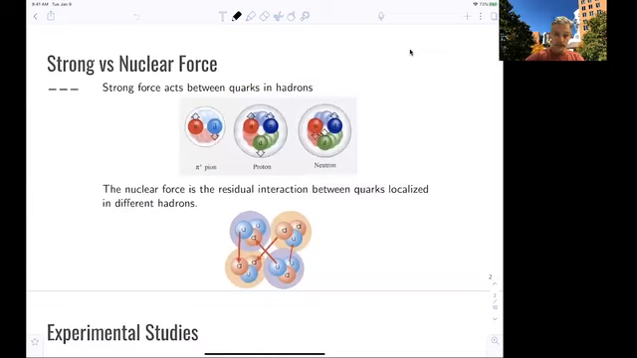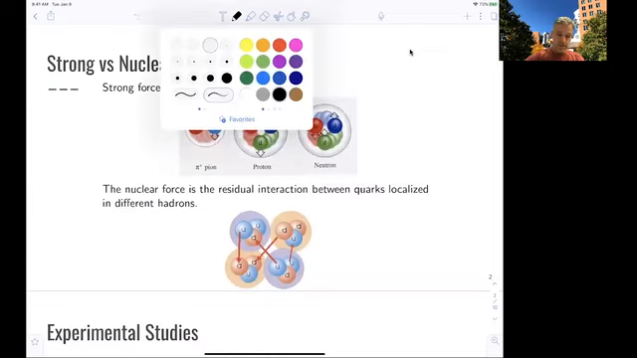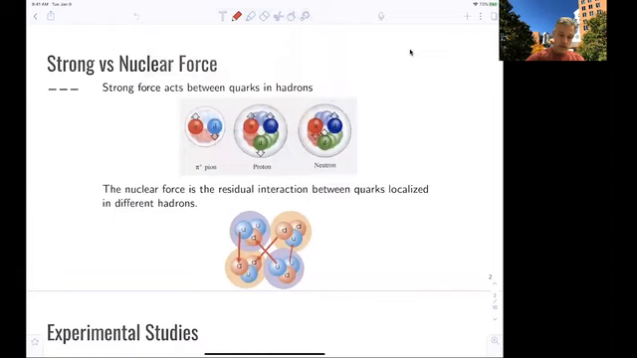For example, we have discussed at length the pion, which is made up of an up quark and a down quark, and those are held together, or bound together, via the strong force. And we looked also at the structure of a proton and the structure of a neutron. Now, the nuclear force is the residual interaction between the quarks localized in different hadrons. So the interactions between, for example, this up quark here and the down quark here in a different nucleon.